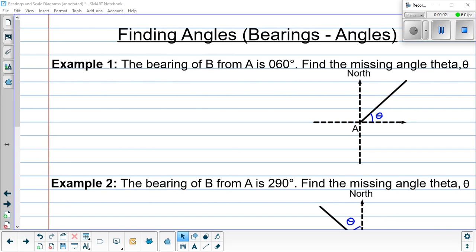And today we're going to find angles. So given the bearing and a little diagram, we want to find out the angle in question. Just kind of the reverse process of what we've been doing. So we just have to use different kind of rules.